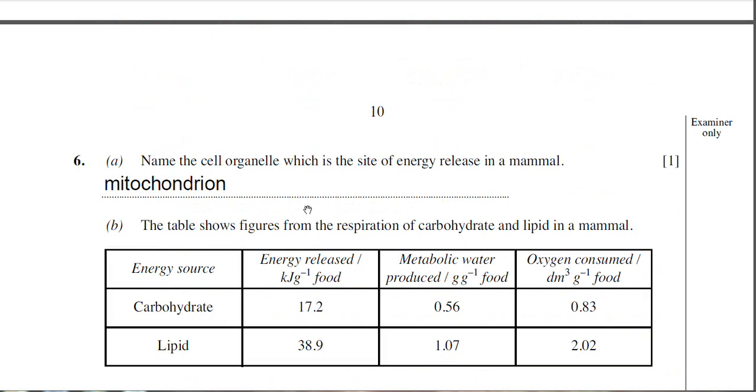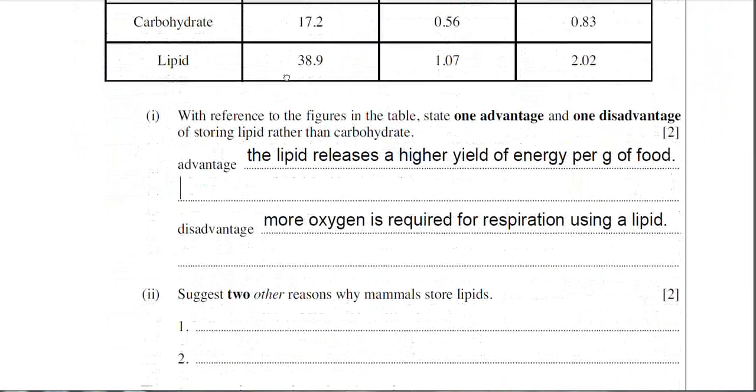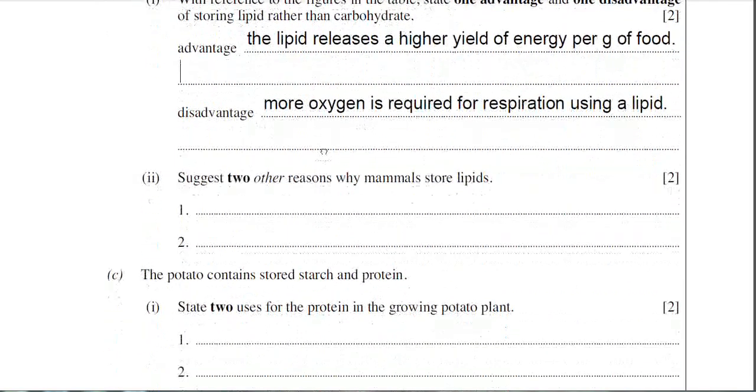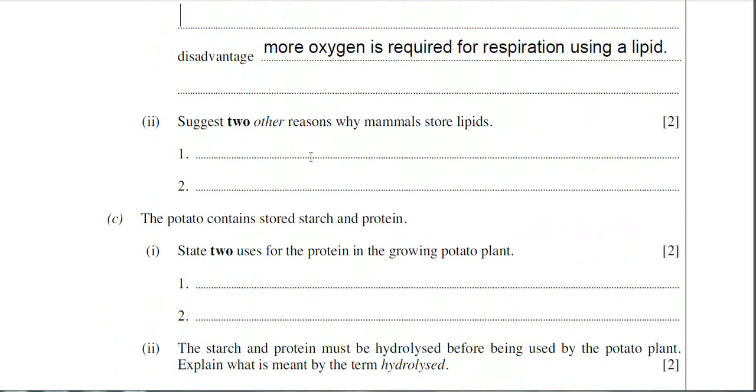Okay then, so I've typed in the answer to part A, which is a mitochondrion, and I've typed in the advantage there. The lipid releases a higher yield of energy per gram of food. Okay, and the disadvantage, more oxygen is required for respiration using a lipid. Okay then, suggest two other reasons why a mammal stores a lipid.